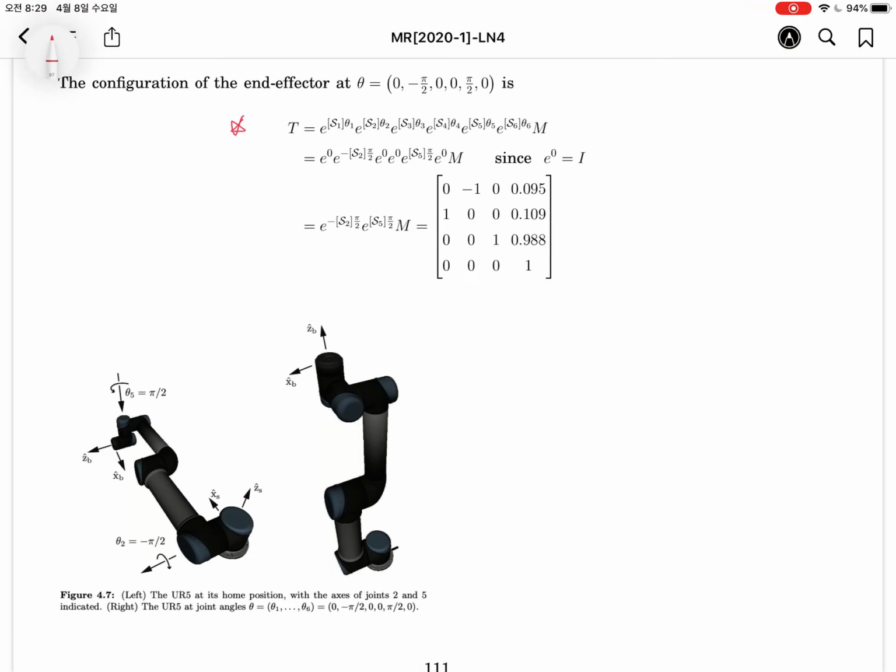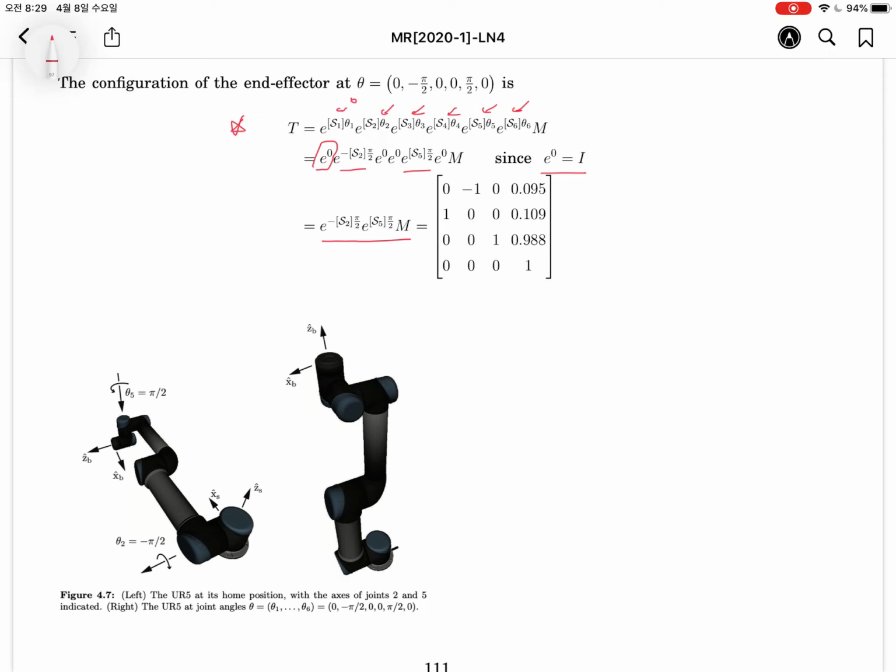Okay, then as you know, this is the forward kinematics. So the first angle is assigned to 0. Second is minus 90 degrees. This is 0, 0, plus 90 degrees, and this is 0. Actually, e^(S·0) will be the 4x4 identity matrix. So the second and the fifth terms exist. The remaining terms will disappear.